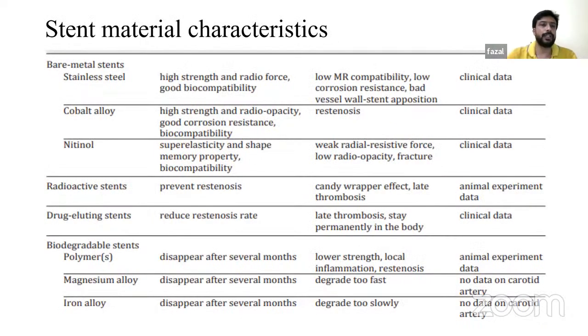And we have gone through different stent materials over the period of time, where we started with stainless steel stents, which have high strength and radial force, but they have low MR compatibility and bad vessel wall stent apposition. Now most of the stents that we use are nitinol made, where they are super elastic and they have a good memory property and biocompatibility. The disadvantage is they have a weak radial resistive force and low radio opacity.